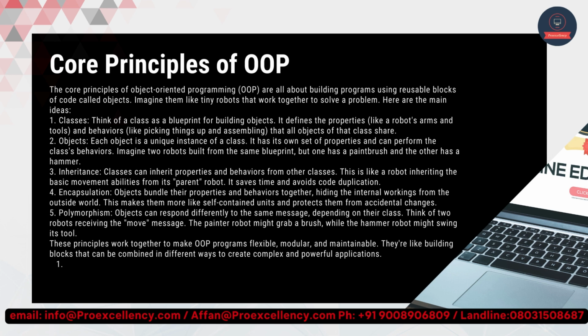4. Encapsulation. Objects bundle their properties and behaviors together, hiding the internal workings from the outside world. This makes them more like self-contained units and protects them from accidental changes. 5. Polymorphism. Objects can respond differently to the same message, depending on their class. Think of two robots receiving the move message. The painter robot might grab a brush, while the hammer robot might swing its tool. These principles work together to make OOP programs flexible, modular, and maintainable. They're like building blocks that can be combined in different ways to create complex and powerful applications.